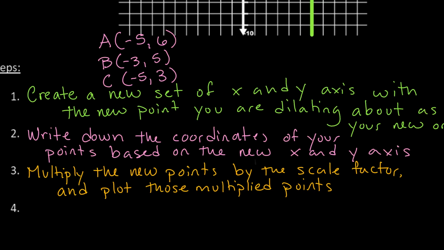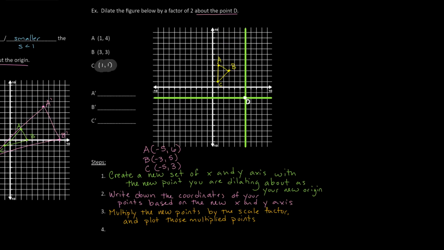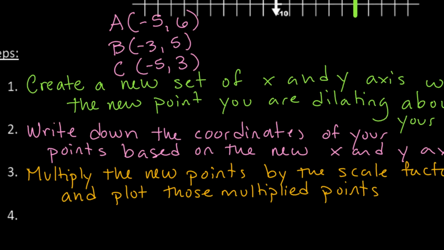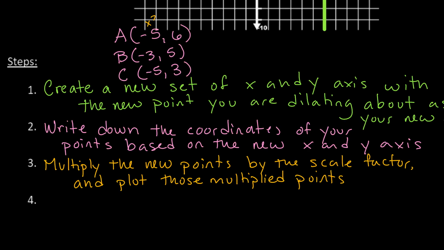So, what is our scale factor? 2. Up here we were asked to dilate by a factor of 2. So, I'm going to take these points and I'm going to multiply everything by 2. So, what is negative 5 times 2? Good. Negative 10. And 6 times 2? Yep. 12.